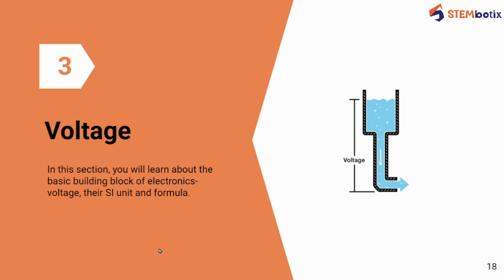Now let's move forward to the third category of this session, which is voltage. In this section, you will learn about the basic building block of electronics, which is voltage, its SI unit, and the formula of voltage. In this image, you can see a pipe with water flowing through it. We are going to understand the concept of voltage using this.